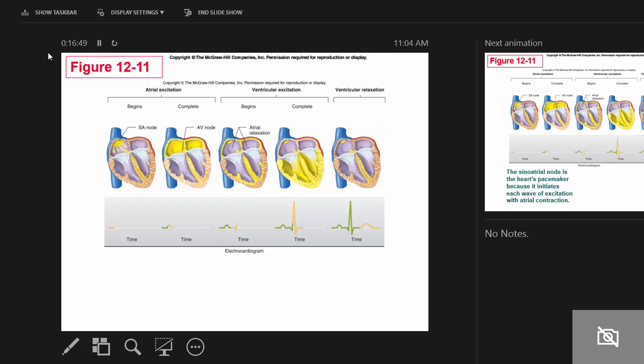Okay, so now we're going to continue with the electrical. What we're seeing here is the spreading, and they do this in yellow, from the SA node, and how it spreads to the AV node and to the atria, and then how the signal gets transmitted down. Everything's highlighted in yellow here. And then how the ventricles contract and how you're at relaxation.